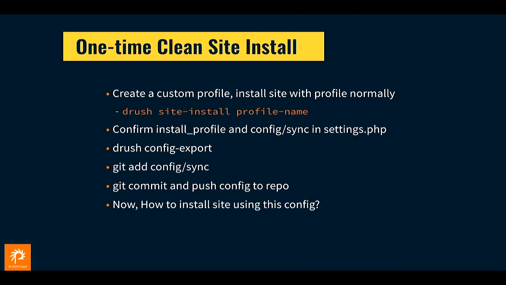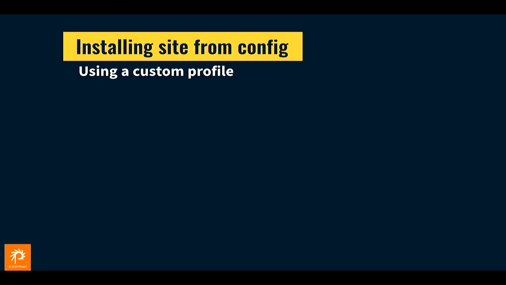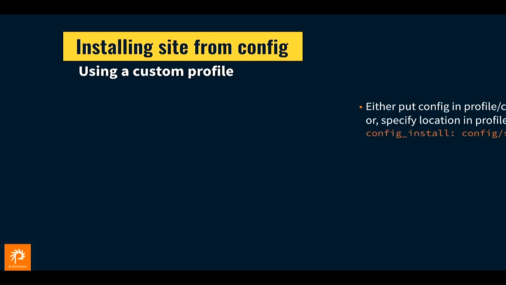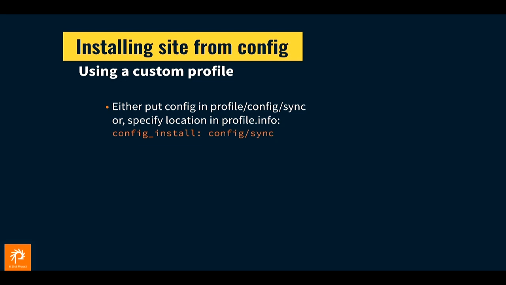So now what do you do with this? How does the next developer use this? The next developer comes along and they need to install a site using that config without having a site UUID conflict. And there are three ways to do this, and this is relatively new. I don't think anybody's really doing this right yet, but there is a core patch from within the last few months.